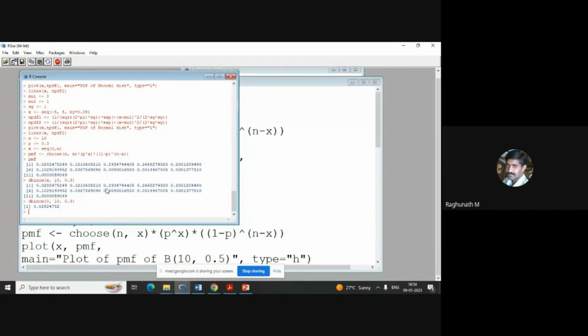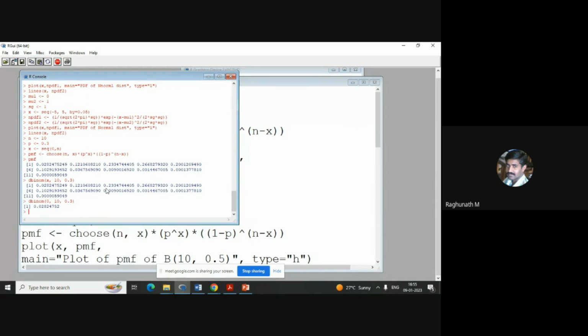Similarly for the other distributions, there are commands like that. Like dbinom, you have dpois for the Poisson distribution, and for the geometric you have dgeom, and for normal you have dnorm. For exponential you have dexp. These are some of the commands which are available. If you go through any standard R manual, you will get all the commands for each individual distribution. This is what dbinom does.